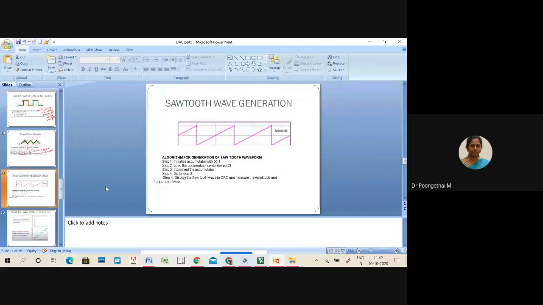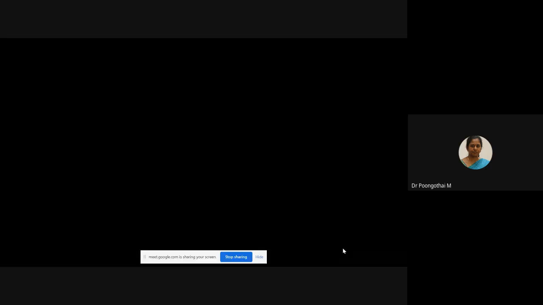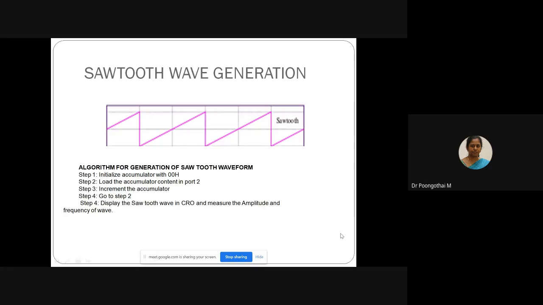So the next waveform is the sawtooth waveform, very similar to triangular. The only difference is here, instead of sending the value from 00 to FF and back, we directly increment the value from 00 to FF. Okay.